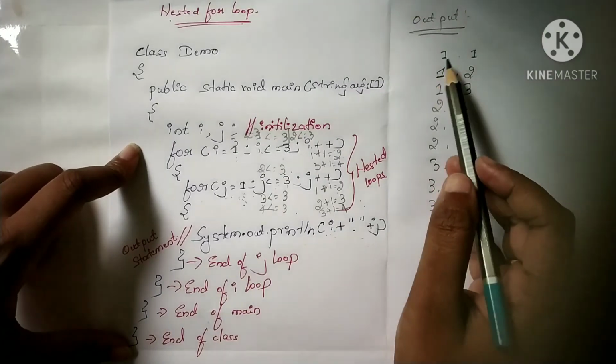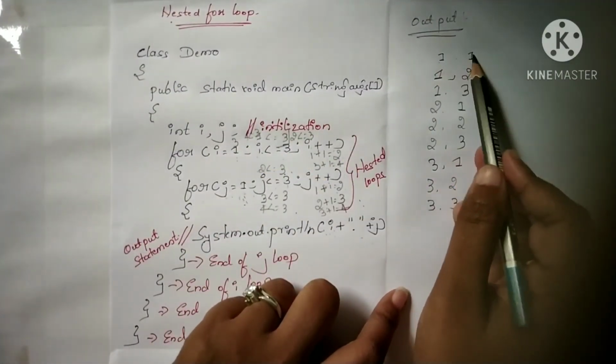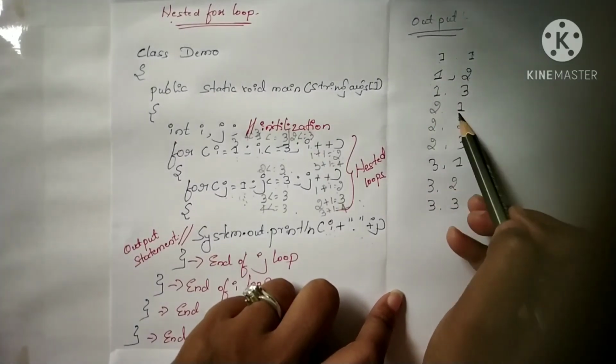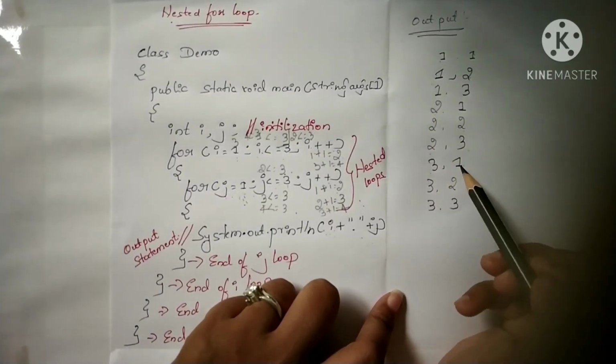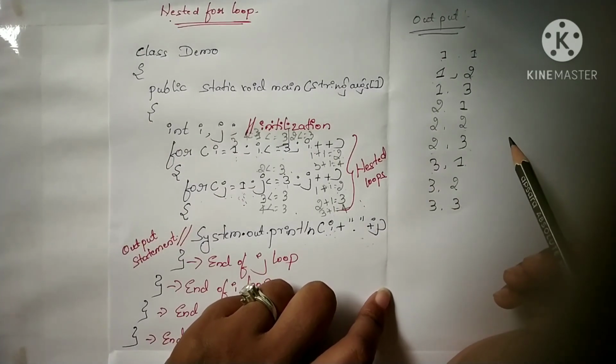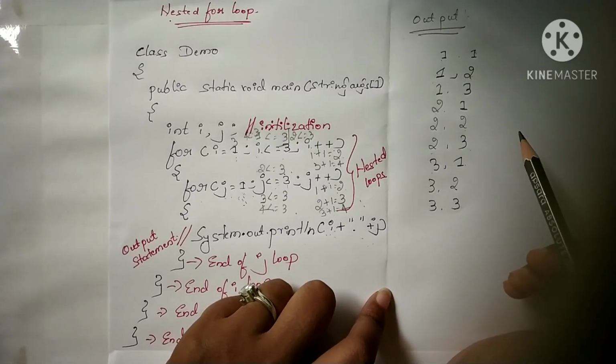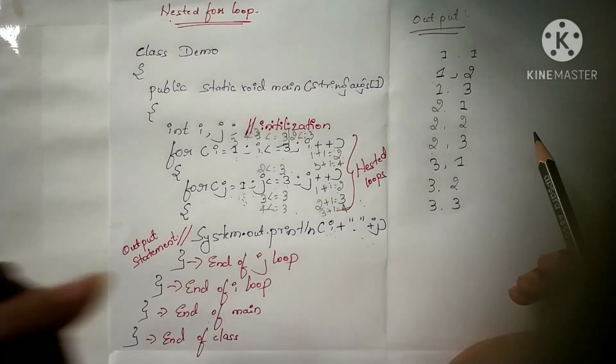The output is here: 1 1, 1 2, 1 3, 2 1, 2 2, 2 3, 3 1, 3 2, 3 3. This is the example of nested for loop. I hope you all understand.